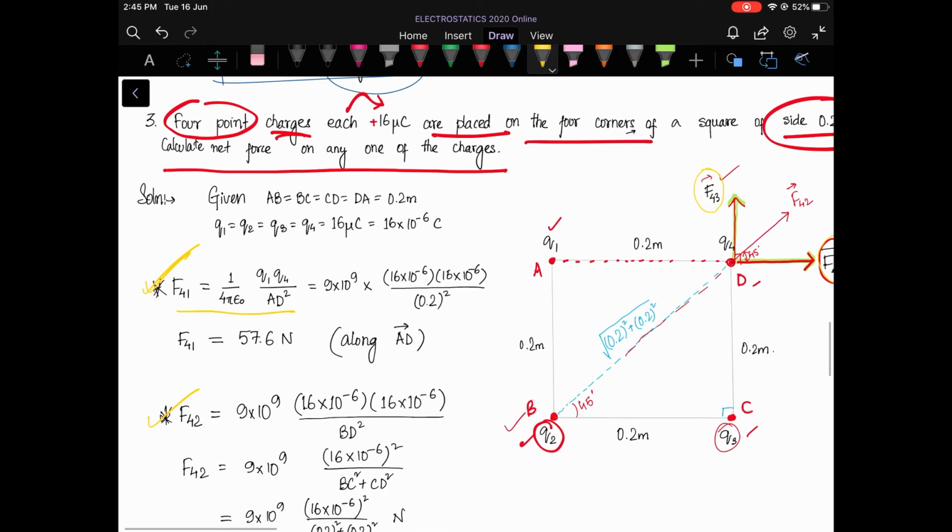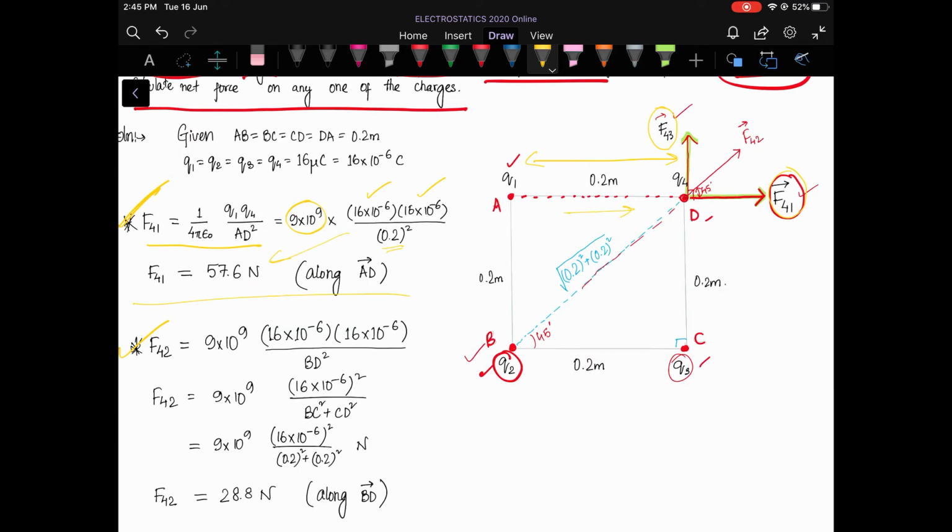So we have written the formula of the force between the fourth charge and the first charge. The distance is 0.2, so you can see we have written 0.2. We have written 9 into 10 to the power 9, 16 into 10 to the power minus 6, again 16 into 10 to the power minus 6. And the answer comes out to be this much in newtons. This force is acting along AD.